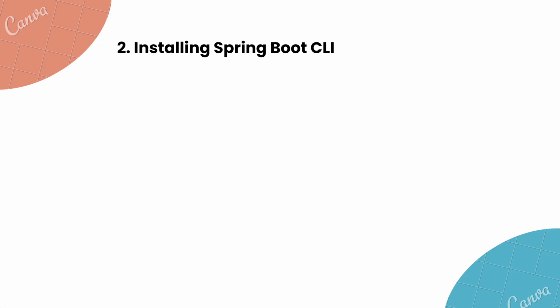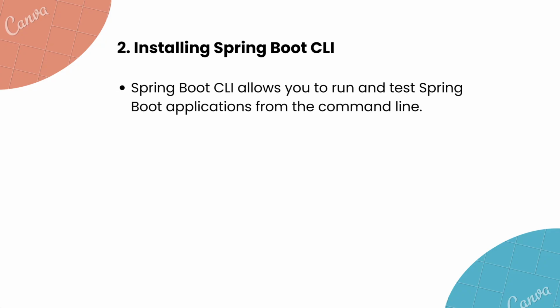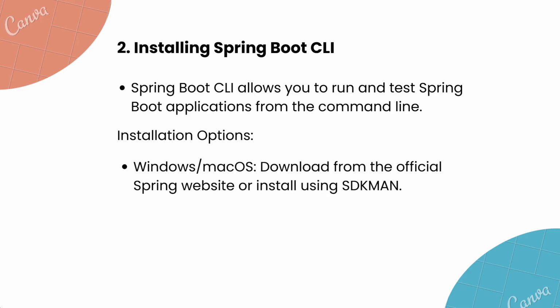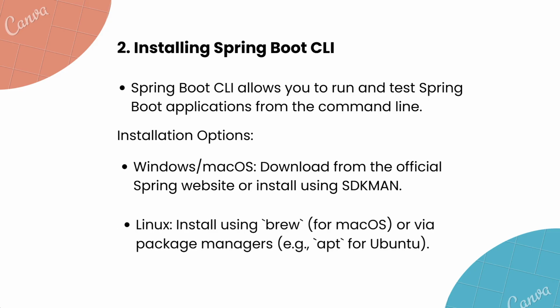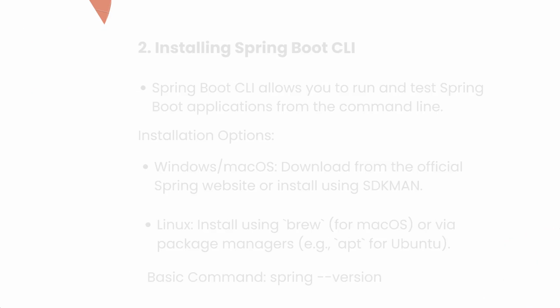Installing Spring Boot CLI. Spring Boot CLI allows you to run and test Spring Boot applications from the command line. Installation options. Windows or macOS: download from the official Spring website or install using SDKMAN. Linux: install using Brew for macOS or via package manager. The basic command is spring --version.